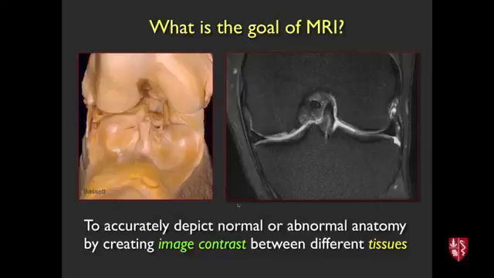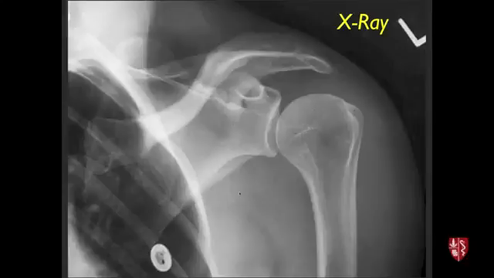And so once again in MRI, the goal is to create contrast between different tissues, between articular cartilage, this gray here, and fluid, between the meniscus and fluid, and between bone marrow, ligaments, and things like that. So another example. So here's X-ray or radiography.